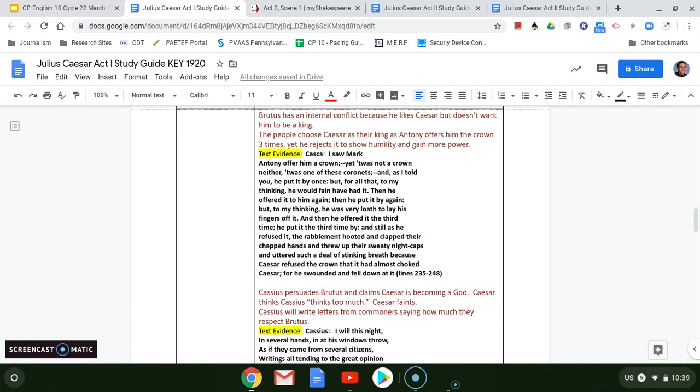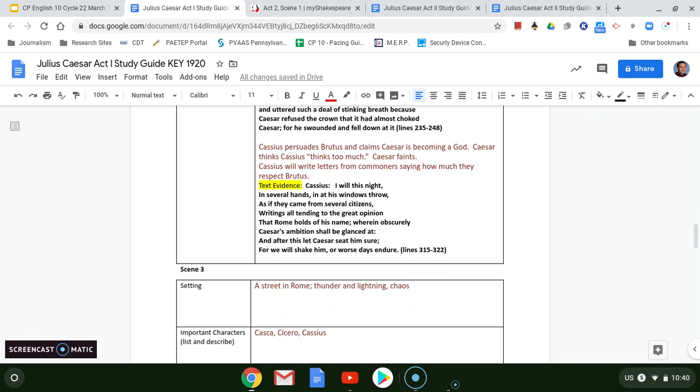Again, Casca recognizing that Caesar really wants it, but he wants to build up support, wants to show humility to build up crowd support. And then it says, and then he offered it to him the 3rd time. He put it by the 3rd time, and still as he refused it, the rabblement, meaning the commoners, hooted and clapped. They were very excited. They chapped their hands and threw up their sweaty nightcaps and uttered such a deal of stinking breath because Caesar refused the crown that it almost choked Caesar, for he swooned and fell down at it. So it actually mentions that Caesar actually faints, and he did have a fainting sickness. Again, Shakespeare used Plutarch's biography, and he does use a lot of what actually happened.